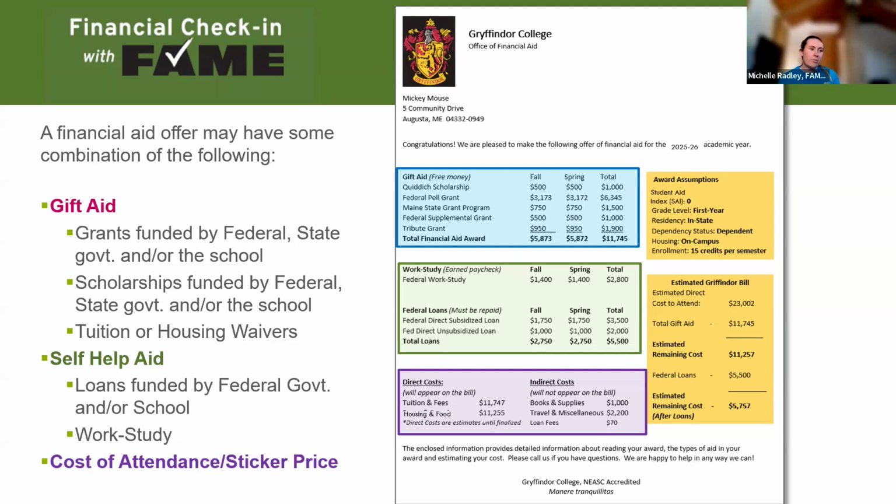And then in the yellow boxes on the side, these are pieces that the award is based on. Always pieces that you want to double check are the assumptions. So did they list the student aid index properly? Are they an in-state student, or was that a mistake? Maybe they're an out-of-state student. So things to just check to make sure that those assumptions are correct, what they're basing it on.